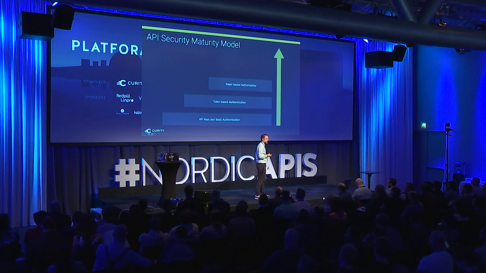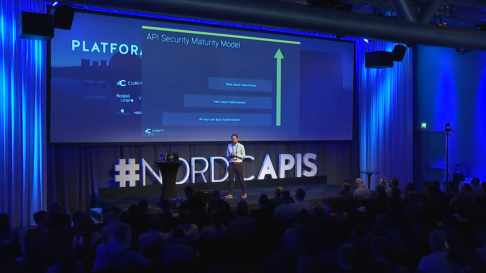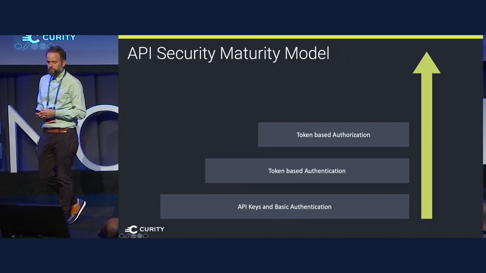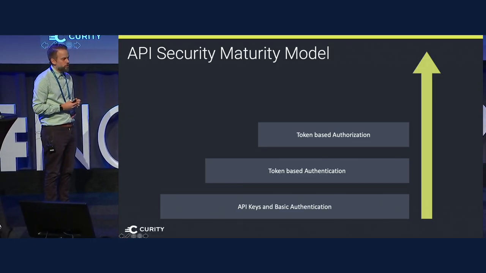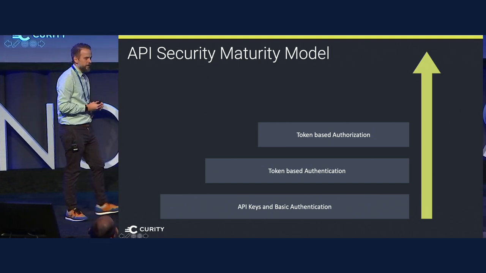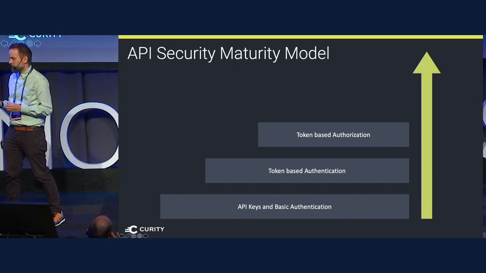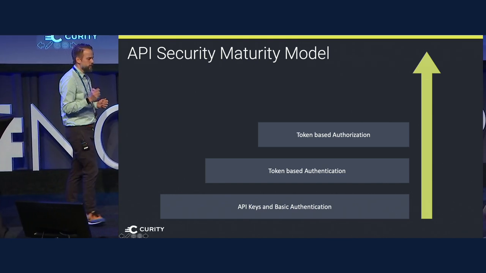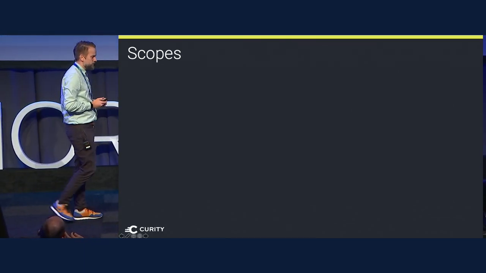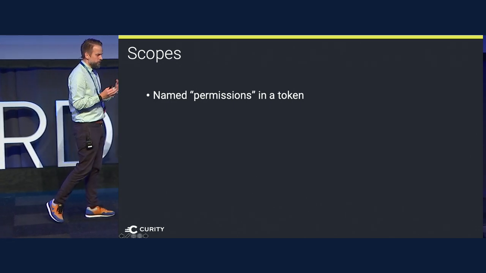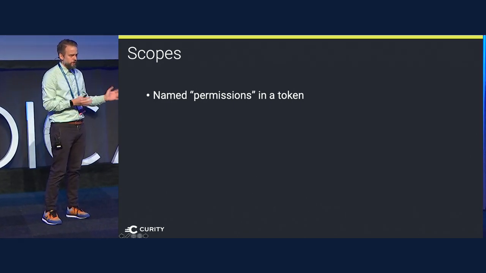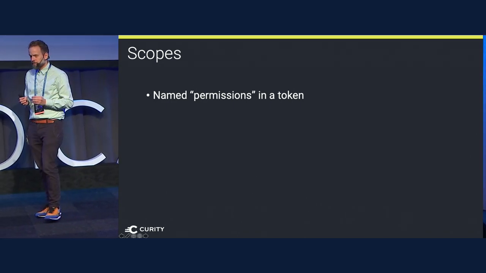So let's talk about the third level, token-based authorization. Authorization is answering the question, what are you allowed to do? So we can use OAuth and other protocols, but really OAuth, to do token-based authorization. And what do most people do? What's the state of the industry? Well, in order to understand that, we need to look at some concepts of OAuth first.